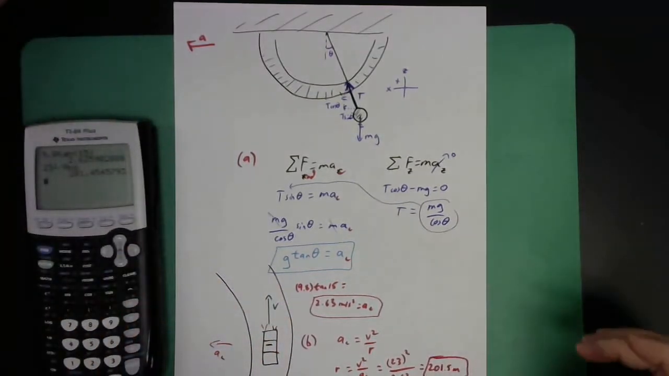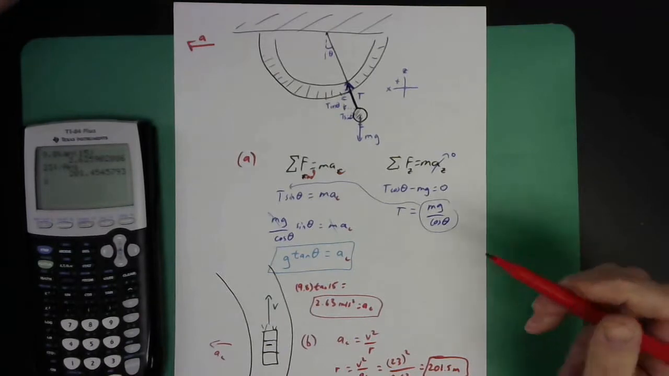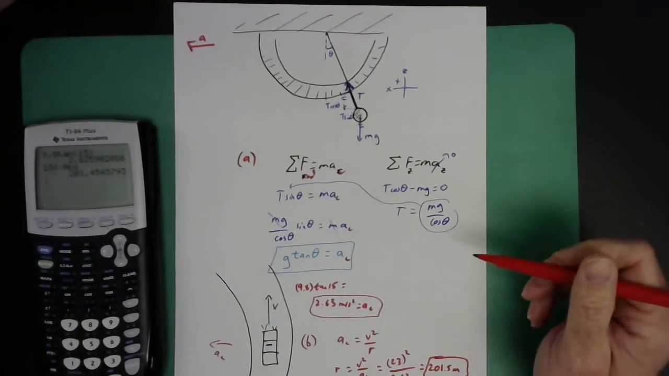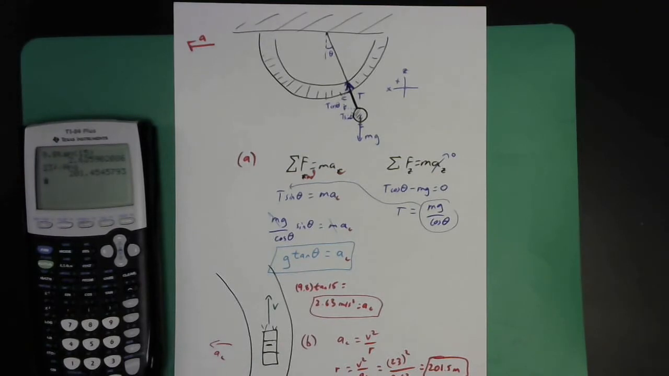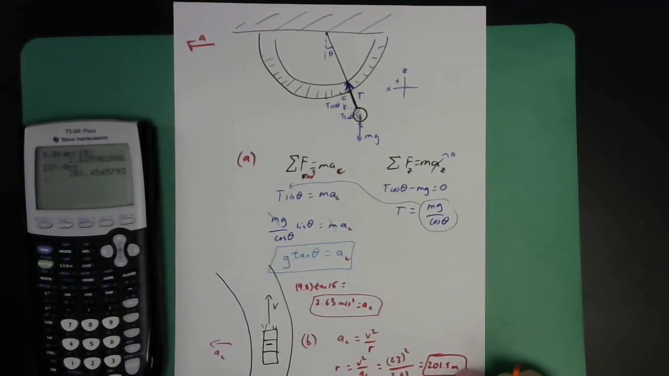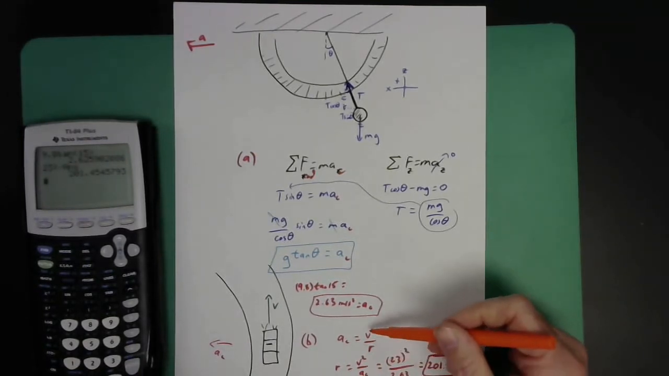And then lastly, they ask, what's the speed of the car if the deflection was 9 degrees while rounding the same curve? This time, it's the same curve. That means it's the same radius. So I know the radius, and they want to know the speed.